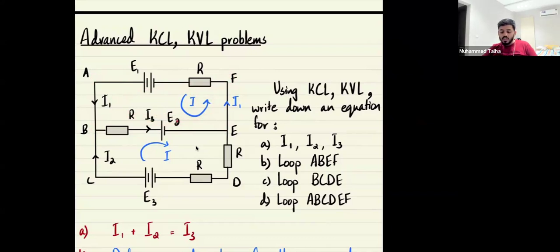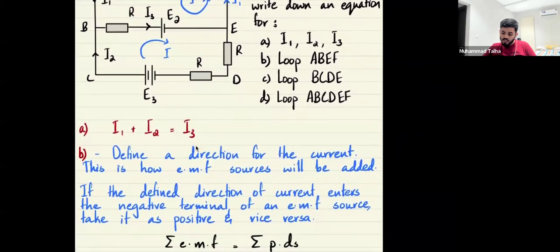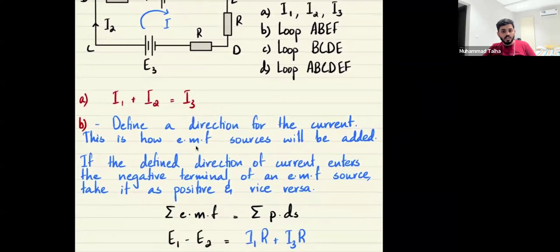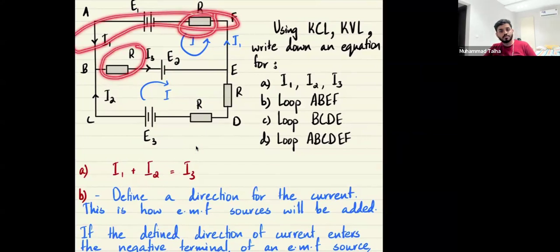is you need to see that if the current enters the negative terminal of a battery, this is going to be taken as positive. The current here enters E1, this is going to be taken as a positive cell, and because it enters E2, it's going to be taken as negative. So this is going to be E1 minus E2. These are the steps here. So this would be E1 minus E2 equal sum of potential differences. Potential differences are easy to write. I3 times R here, and basically I1 times R here, because I1 is what flows in all of here.